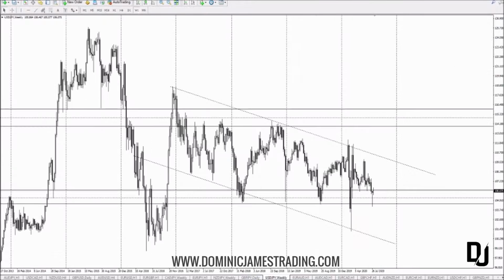If we go out to the weekly, huge rally here, huge rally here, huge rally here. I'm just looking for the exact same to occur. Dollar Swiss is sort of similar.